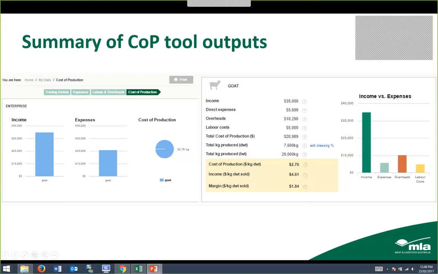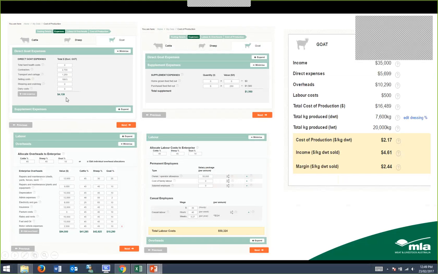drill into the inputs of the tool, so if you think back to last week when we were inputting all this information, you can actually look at your repairs and maintenance spend by dividing the repairs and maintenance that you put into goat production by the total number of kilos produced, and it will tell you your repairs and maintenance cost relative to production. You can do the same for any one of these items.